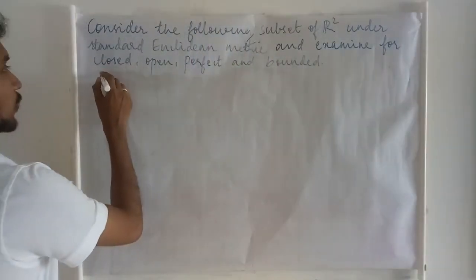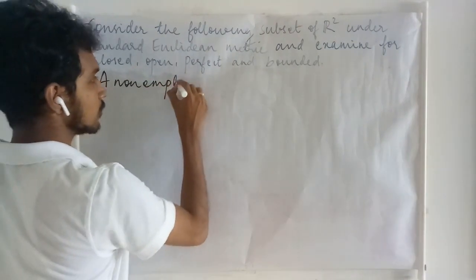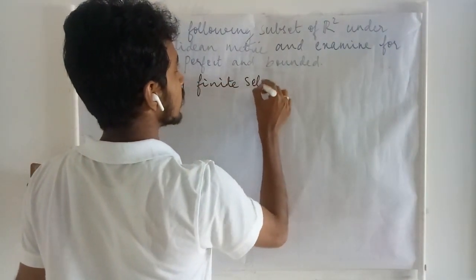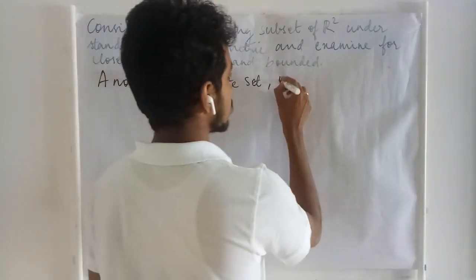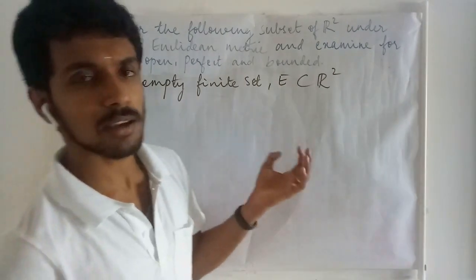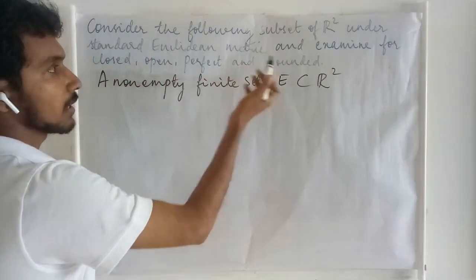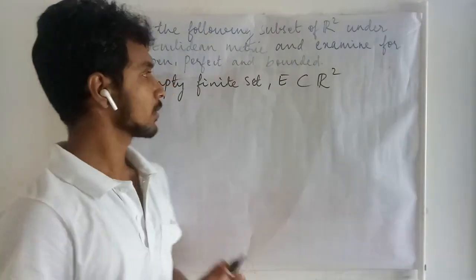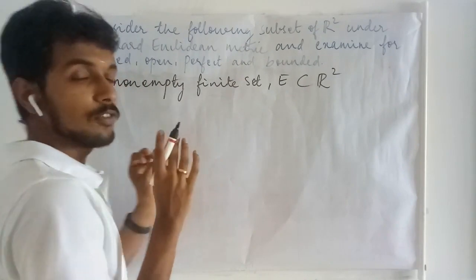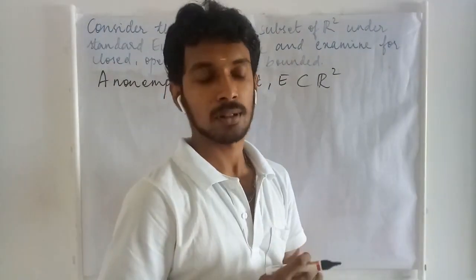Here, the first thing that we are going to consider is a non-empty finite set. We are considering a non-empty finite set in R2. Let us name the set to be E, and we will check whether this non-empty set is closed, open, perfect, unbounded or not. Here it is given that it is a non-empty finite set. We don't know how many elements this E has.